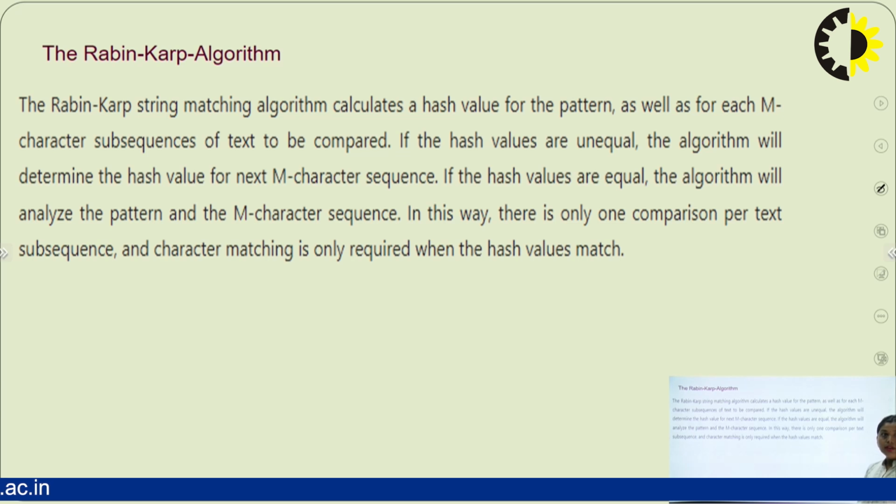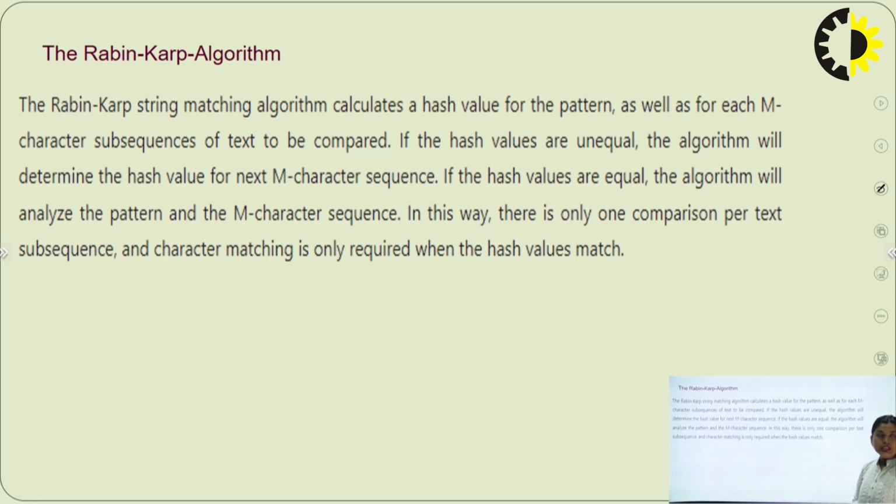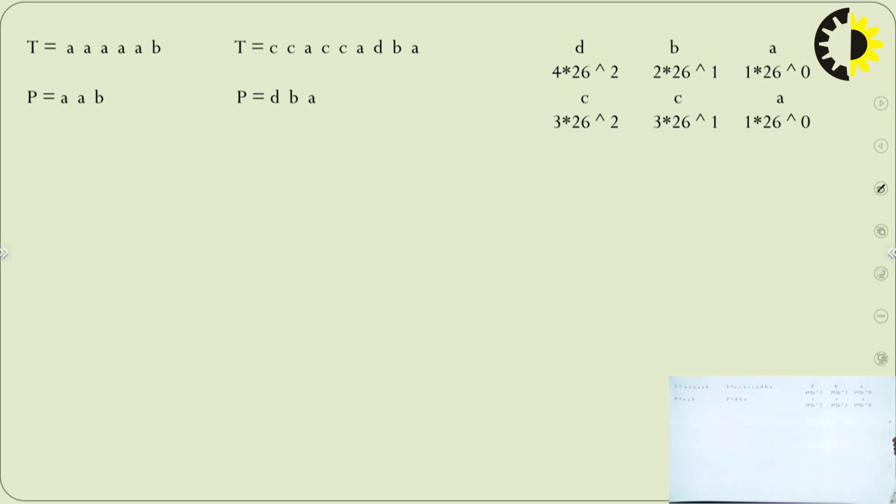After calculating the hash value of the pattern, as well as for each m-character subsequence of the text to be compared, if the hash values are unequal, the algorithm will determine the hash value for the next m-character sequence. If the hash values are equal, the algorithm will compare the pattern and the m-character sequence. In this way, there is only one comparison for each text subsequence, and character matching is only required when the hash values match. So here I am taking two examples. By using these examples, we will look at the Rabin-Karp method.